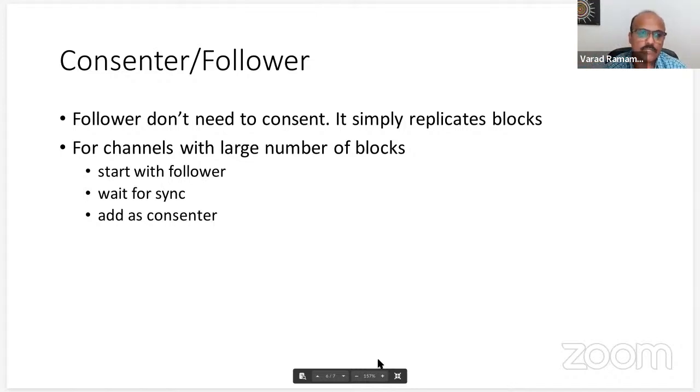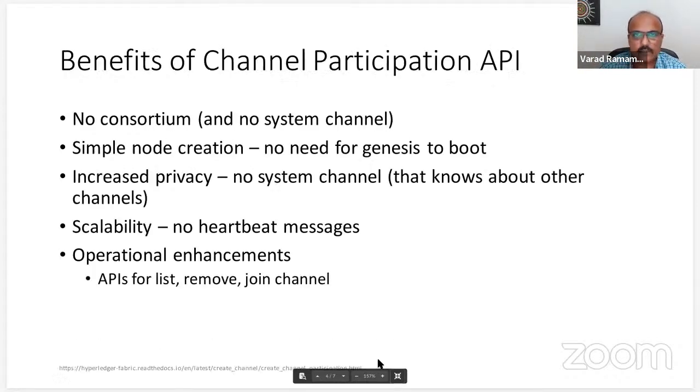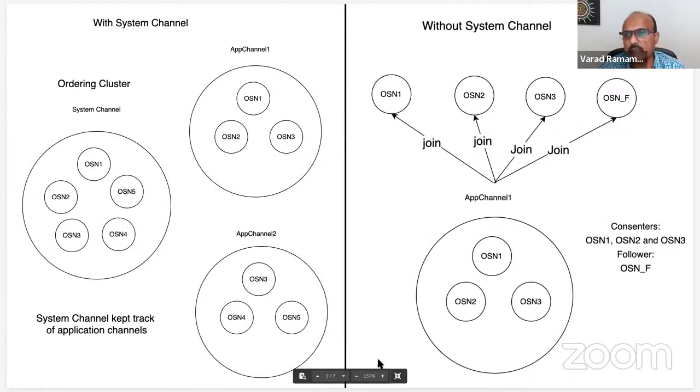What the new approach does is, you simply start as a follower. If you look at the previous picture I showed on the right side, ordering service nodes 1, 2, and 3 are consenters. That's how the application channel has the definition. And OSN_F is joining the channel, but they're not consenters.